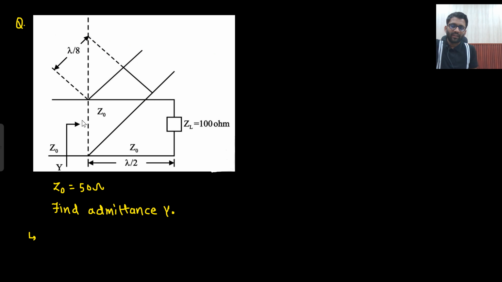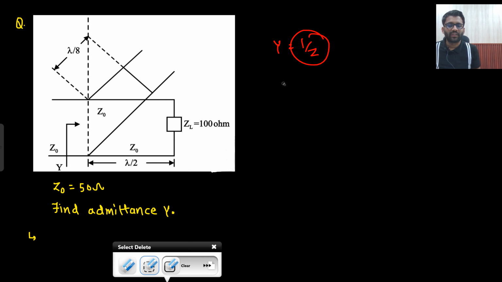Here what is happening? Here you do not need to find impedance. Here you need to find admittance. What is admittance? Simply the reciprocal of impedance, 1 by Z. So that I need to find. So how will I find? Here I can see two transmission lines. This is one transmission line.